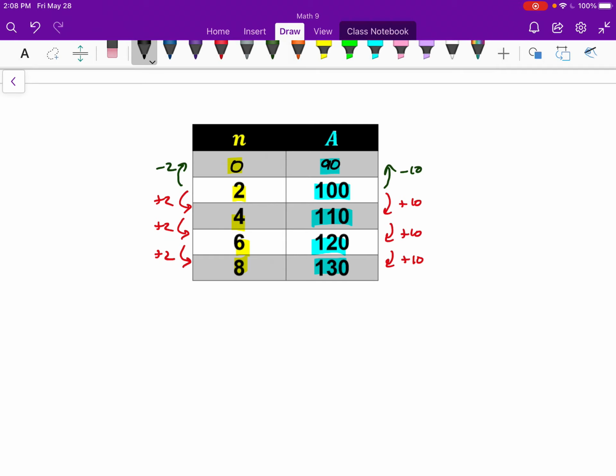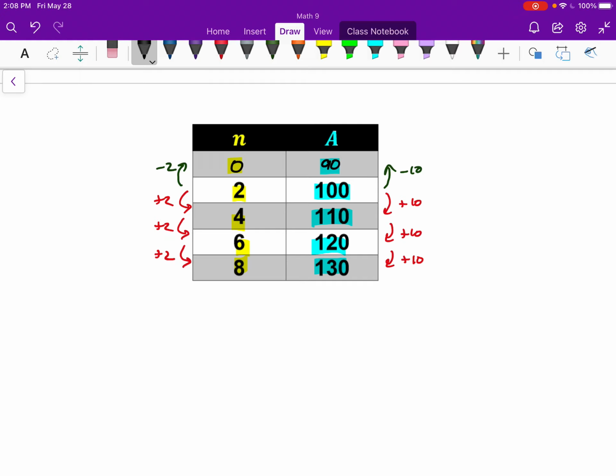And what does n stand for? I don't know. Maybe number of something. A might be area, amount. Doesn't matter. I've got my starting amount now. So I know part of my equation will have that 90. 90 will be the constant in my equation. But what's my change? What's the coefficient of n in this case?